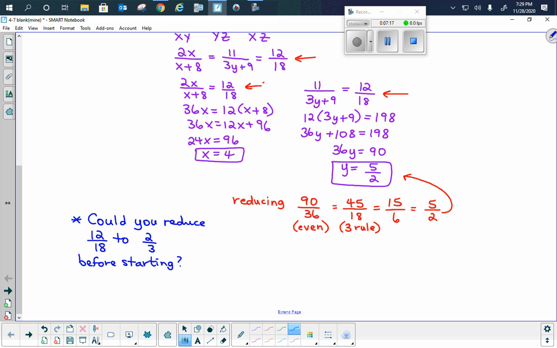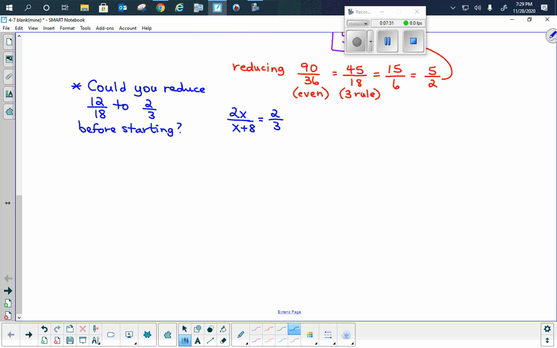So whatever you're guessing, let's try it. I'm going to do the same work I did above, except I'm going to take the 2x over x plus 8, and set it equal to 2/3 instead of 12/18. I like that I'm just going to have smaller numbers. So 2x times 3 is 6x. 2 distributed to x plus 8 would give me 2x plus 16. Subtract 2x on both sides to give me 4x equals 16. If I divide by 4, x will be 4.